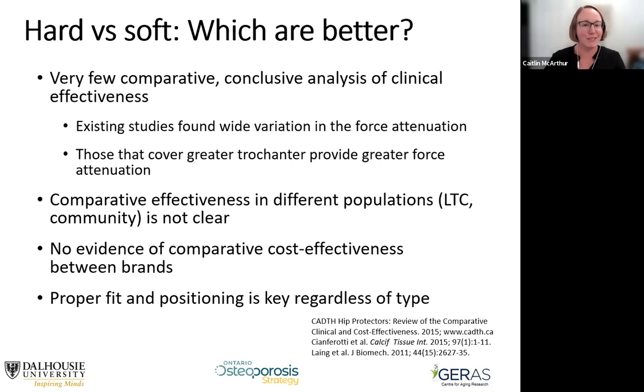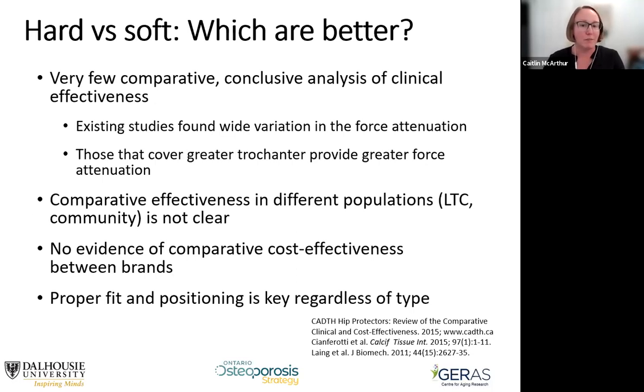So as I mentioned, positioning, it's kind of like real estate, I guess. Location is key. So positioning, making sure that it's covering the greater trochanter is where we have the greatest force attenuation and therefore more likely to prevent a fracture.